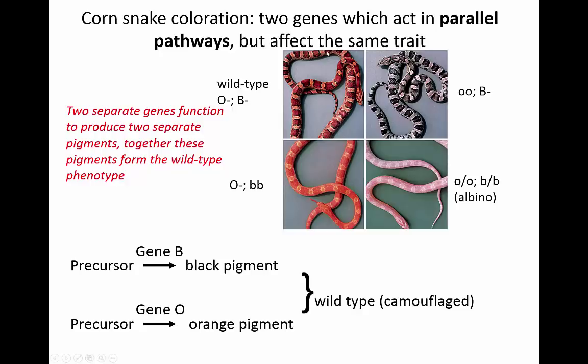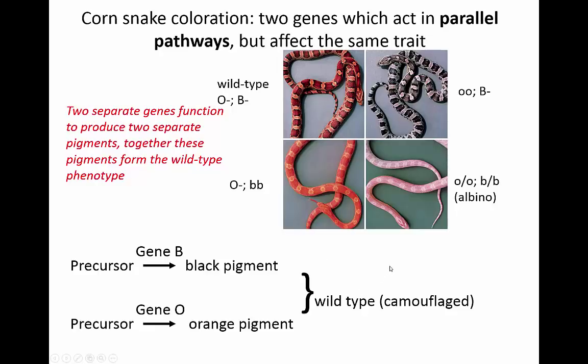The wild type has what's called camouflaged color, and there are actually two things that contribute to that pattern. If you have a big B gene, you actually get the black pigment produced. And if you have a big O gene, you actually get the orange pigment produced. These are two separate components that if you make both of them, you end up with the wild type camouflaged appearance. So here are the different mutant conditions.